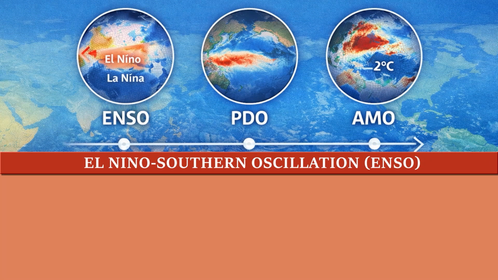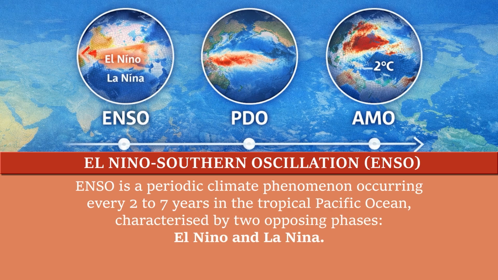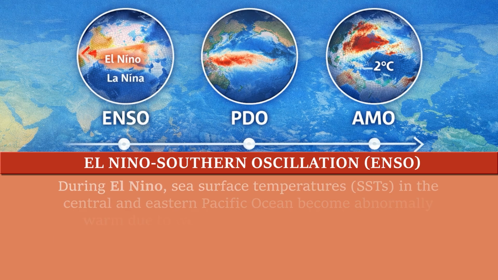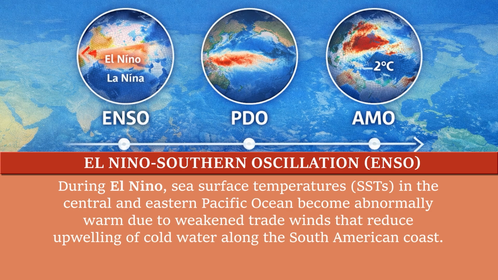Now, the El Nino Southern Oscillation is a periodic climatic phenomenon occurring every 2 to 7 years in the tropical Pacific Ocean, characterized by two opposing phases, El Nino and La Nina. During El Nino, sea surface temperatures in the central and eastern Pacific Ocean become abnormally warm due to weakened trade winds and reduced upwelling of cold water along the South American coast.